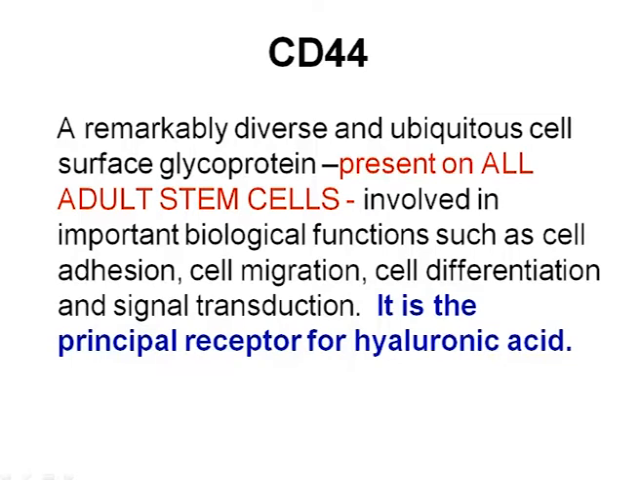And then a subset of CD44, only present on hematopoietic stem cells, gets the sialylated Lewis X motif on it to convert it to H-cell. It is a remarkably diverse and remarkably functional, multifunctional molecule, and is present on all adult stem cells, and it's involved in important biological functions, such as cell adhesion, cell migration, cell differentiation, and signal transduction. And it is the principal receptor for hyaluronic acid, and it's best known as the hyaluronic acid receptor.